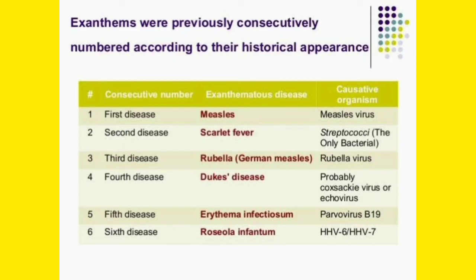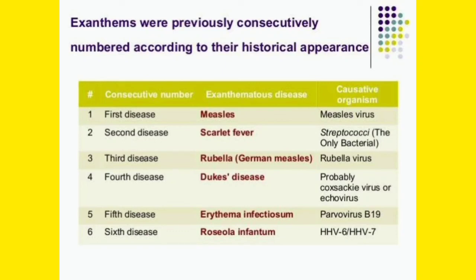Next is Duke, DUKE, the fourth disease. So what causes Duke's disease? Duke disease is caused by Coxsackie or Echo virus. So always remember Coxsackie or Echo. Probably we don't know. So Coxsackie or Echo.